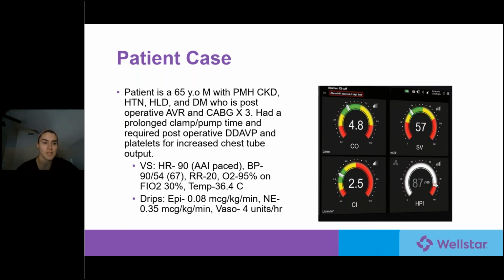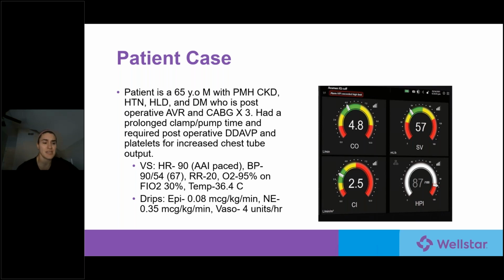He unfortunately had a prolonged clamp and pump time, and also had some oozing postoperatively, which required DDAVP and some platelets. Remembering what Marylee stated about risk factors, the prolonged clamp and pump time increases the risk. You could potentially state the age, and definitely his chronic kidney disease and diabetes all put him at risk for increased vasoplegic shock post-cardiopulmonary bypass. The drips he's coming out on, the inotropic dose of epinephrine is relatively high, and on top of that, the vasopressor amounts are pretty high coming out post-cardiac surgery.